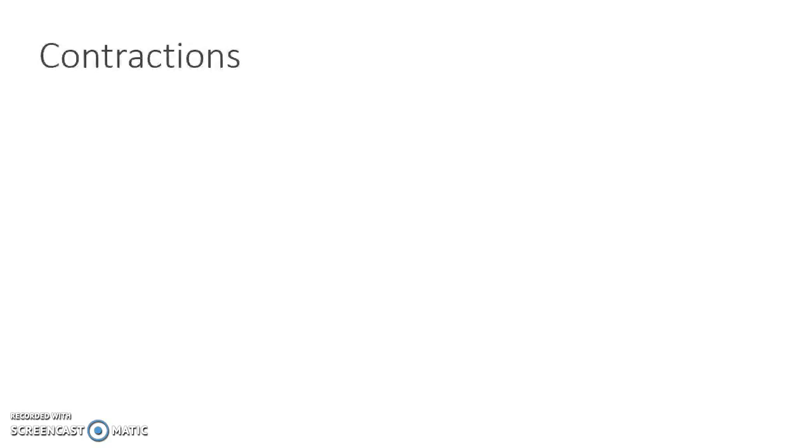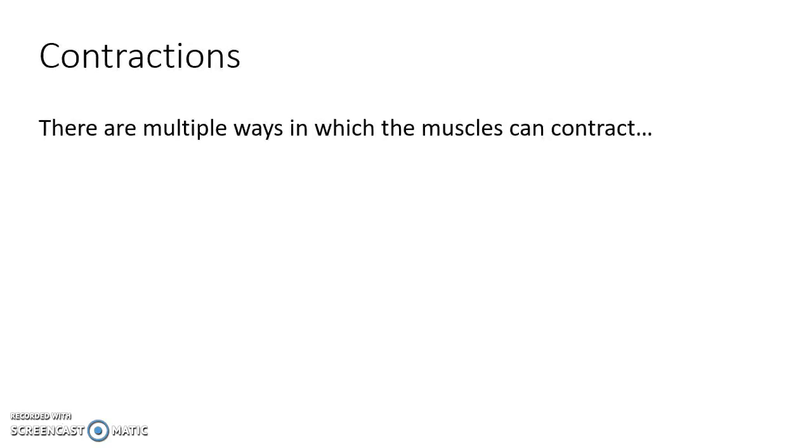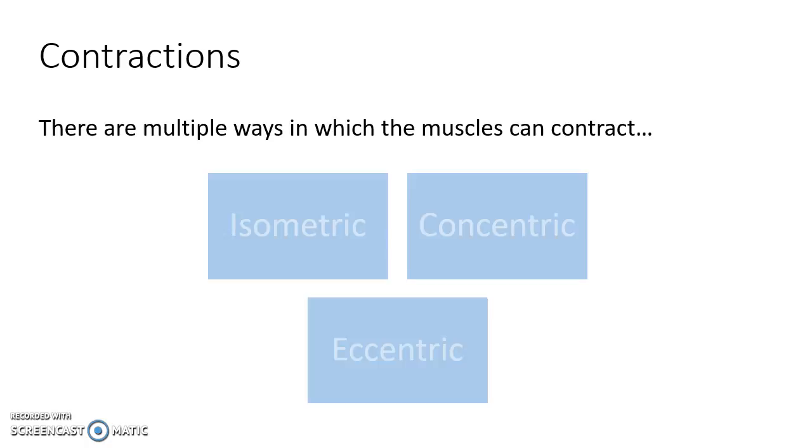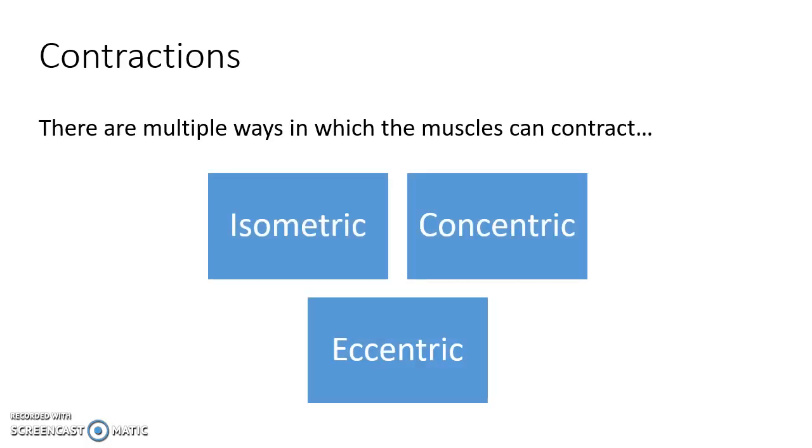This video presentation is on muscle contraction. So there are different types of contractions. There are three main ones. These are isometric, concentric, and eccentric. They all work differently to help create different movements and different positions in different sports.